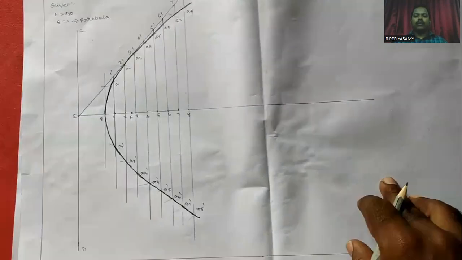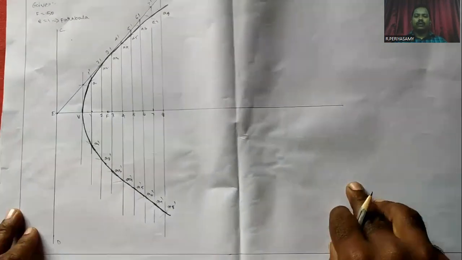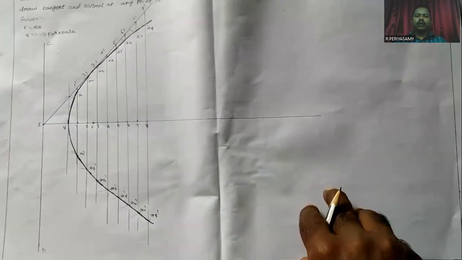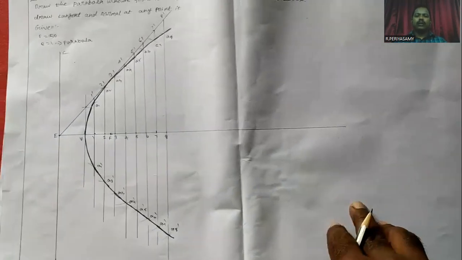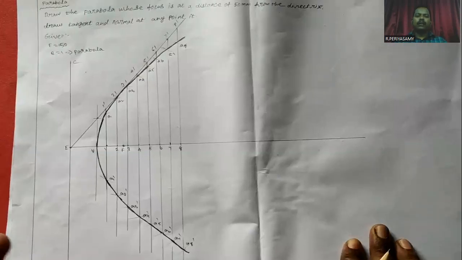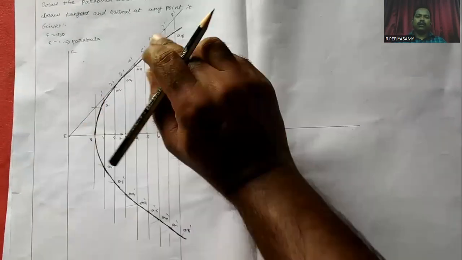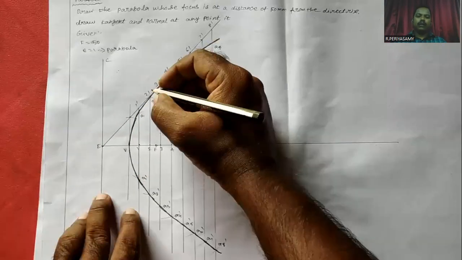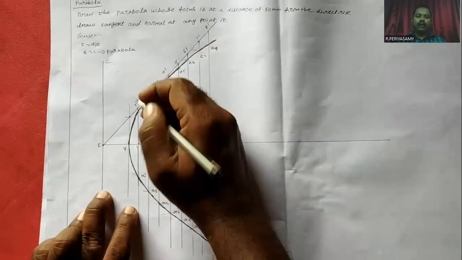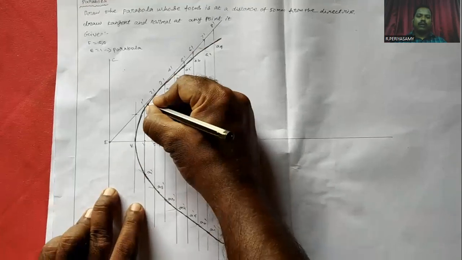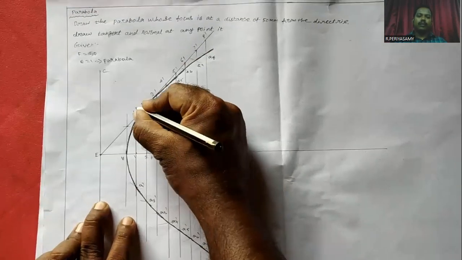In this problem, they ask us to draw the tangent and the normal to the parabola curve. They didn't give any conditions to draw the tangent and the normal. They ask to draw the tangent and normal at any point on the parabola curve. So I mark one point at any place on the parabolic curve. That point is noted as point P.